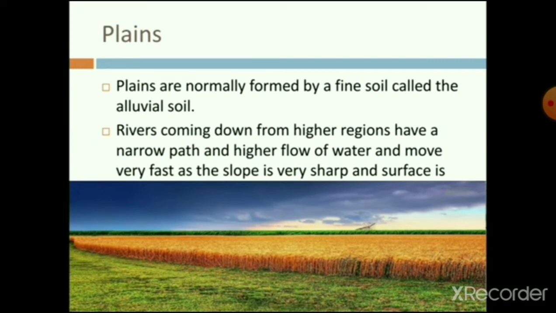Rivers coming down from higher regions have a narrow path and a high flow of water and move very fast as the slope is sharp and the surface is rocky. This speed and force of the water make them carry along a large amount of eroded material from the mountain surface and surroundings.